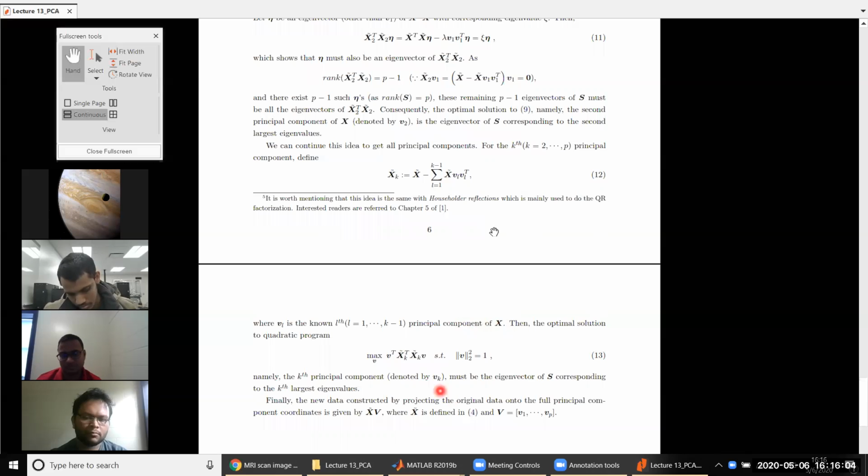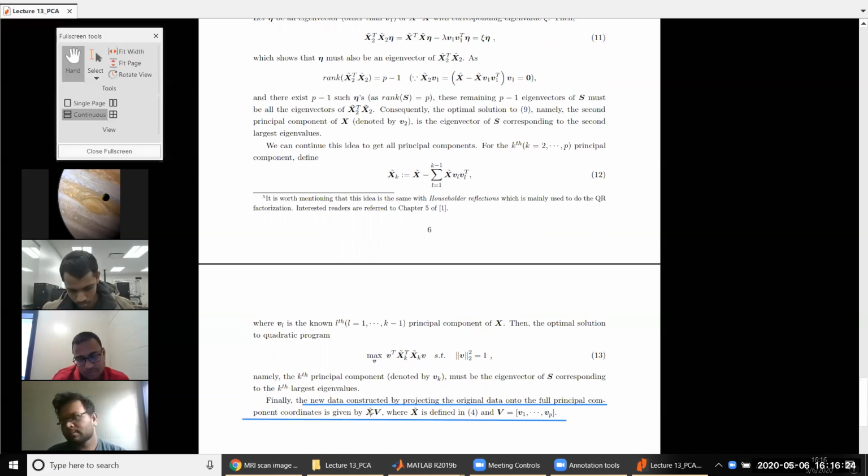Now what we want to say is that the new data, finally constructed by projecting the original data onto the full principal component coordinates, is given by this, x tilde v. V is the columns of all principal components, and x tilde is the shifted, centered data. Okay, and I can show you my code. My code is exactly the same as this.